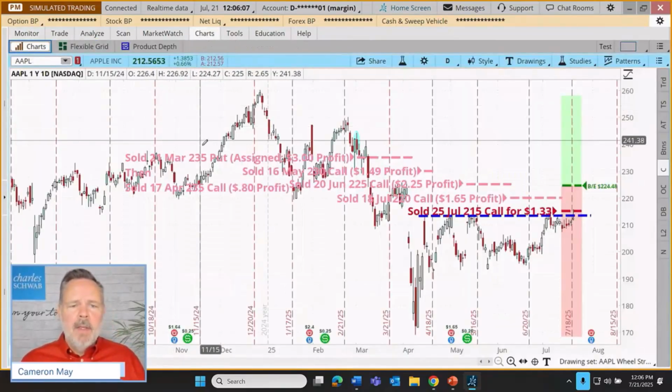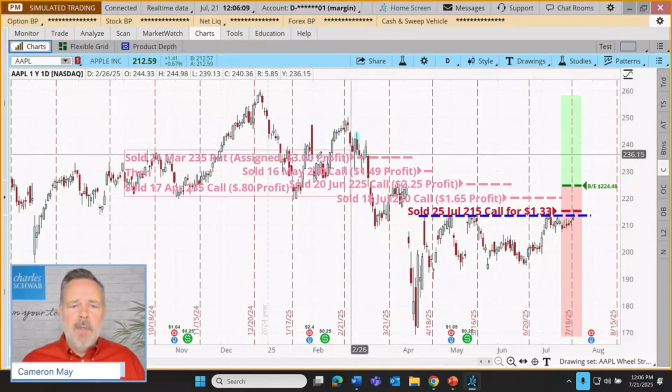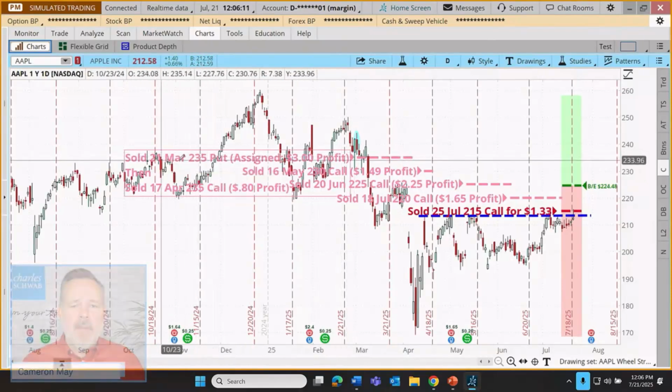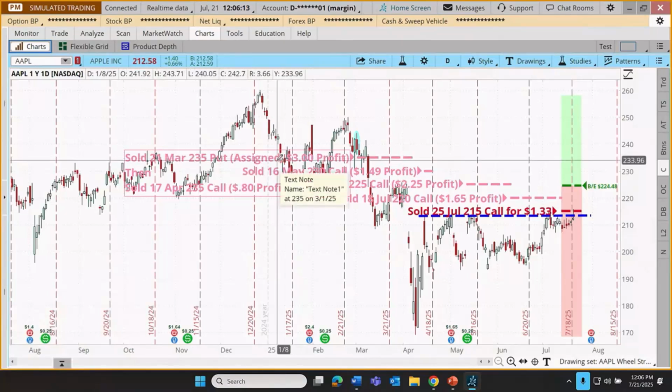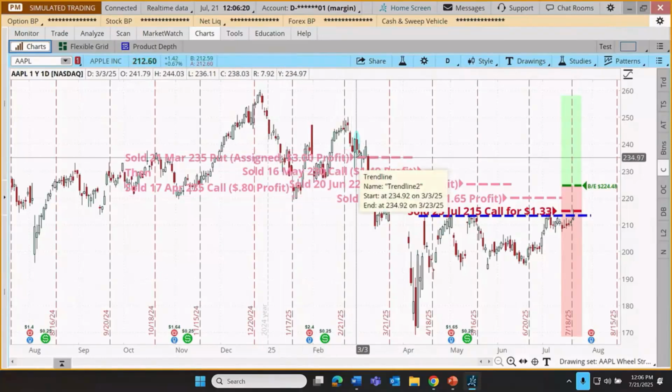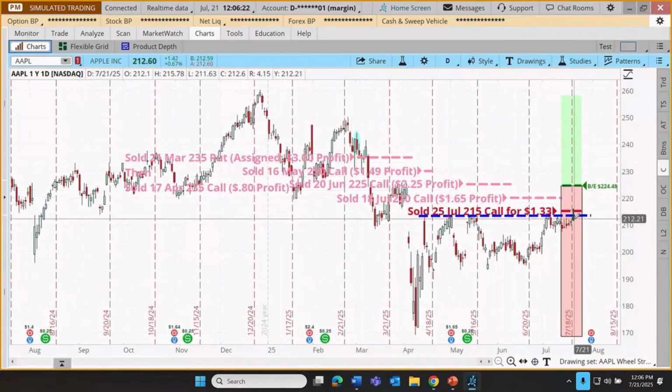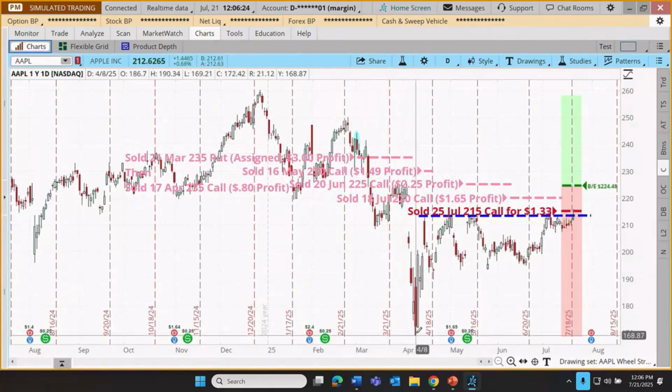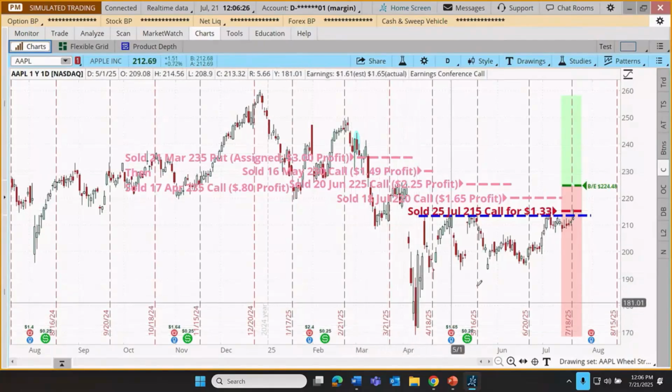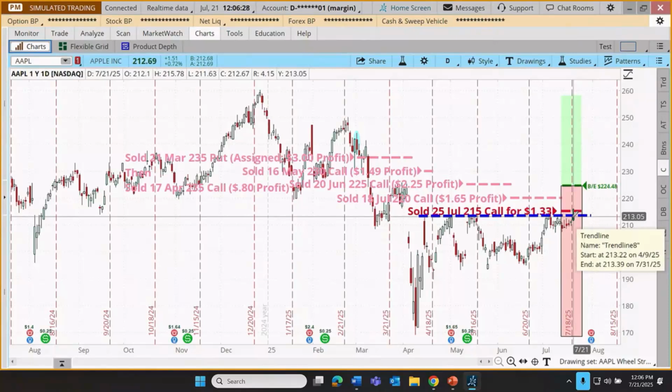Let's look at Apple. We started things off back here when we sold a 235 put for the 21st of March. That was assigned. We collected an initial credit of $3. We retained that credit, but we also ultimately wound up buying the shares at 235, and those shares have trailed off since then. Obviously, we were doing much worse back in April. We've seen a pretty good recovery here, so going in the right direction. That's been cutting our losses.